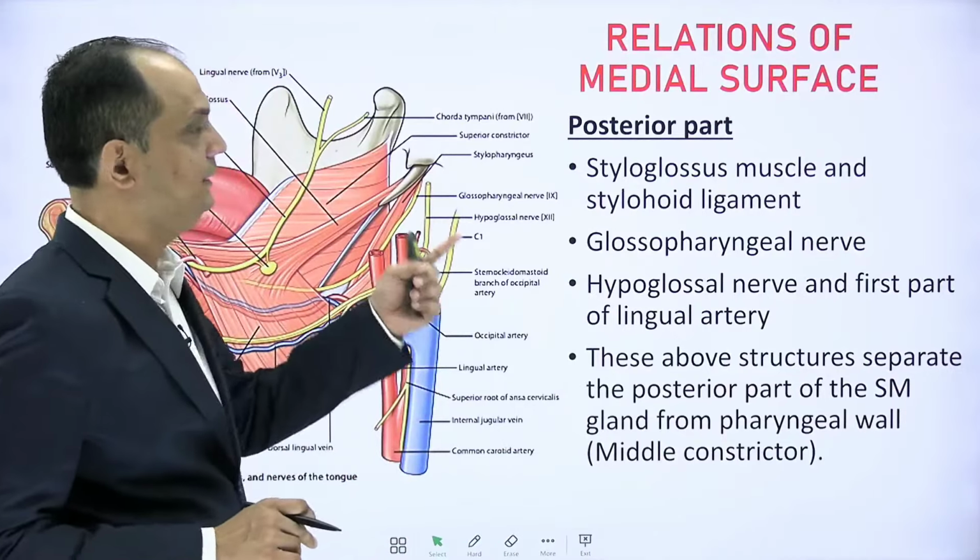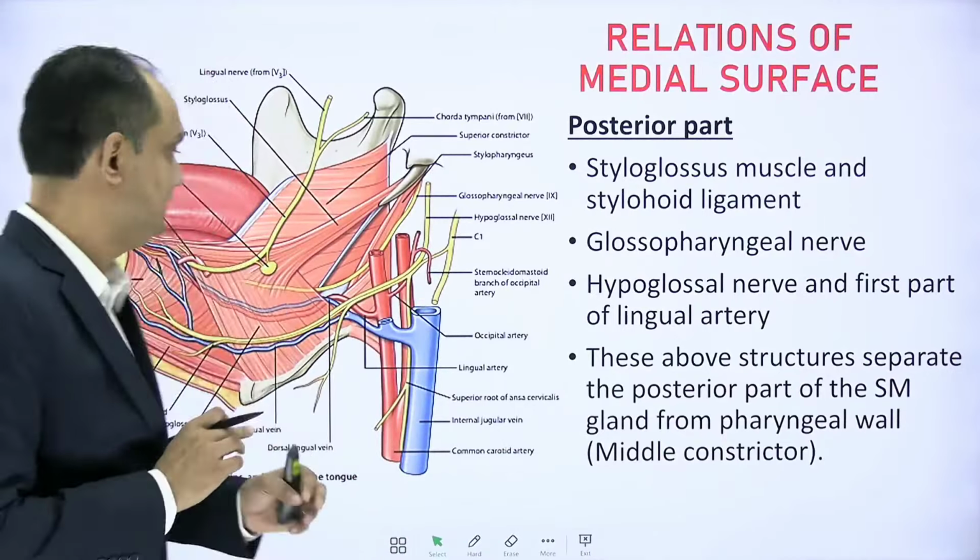Now for the posterior part relations, you have to first understand this diagram. What is the orientation of this diagram? This is the diagram of my left side. In this diagram you can see this is the cut section of the mandible, so the left half of the mandible has been removed. After removing the left side of the mandible, you are able to see the mylohyoid muscle. So we have removed the mylohyoid. After that you are able to see the left side of the hyoglossus, which you can see here. So first you have to identify the hyoglossus muscle.